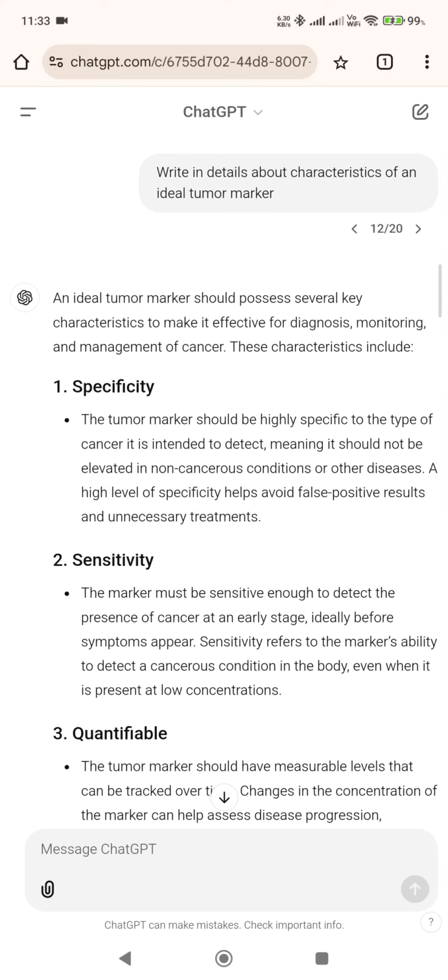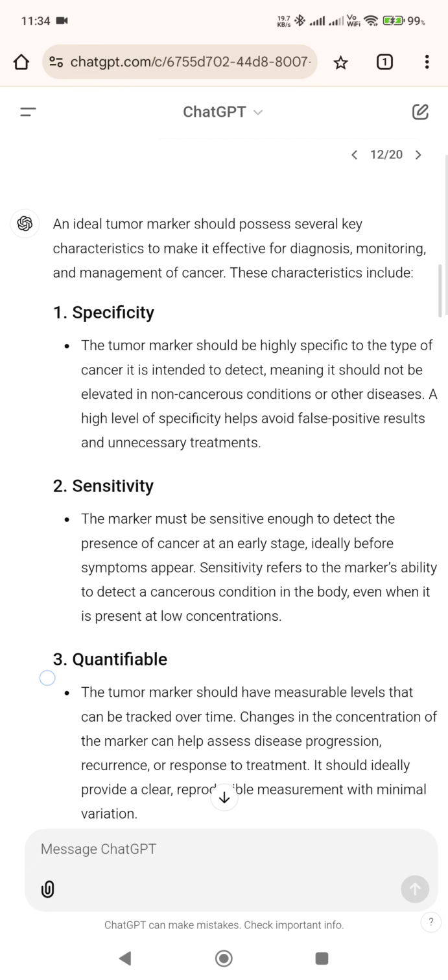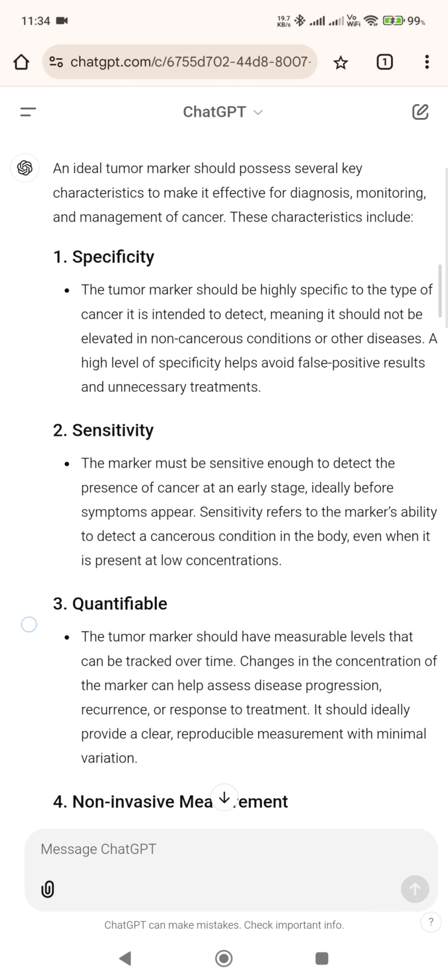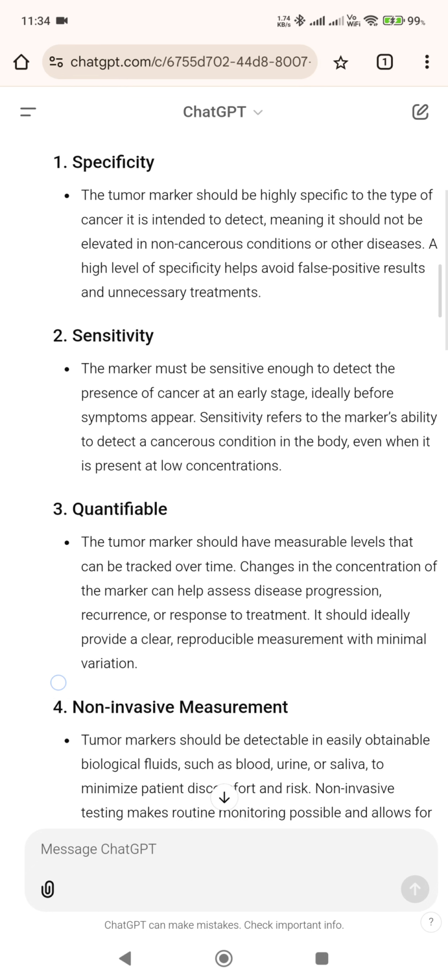An ideal tumor marker should possess several key characteristics to make it effective for diagnosis, monitoring, and management of cancer. These characteristics include: 1. Specificity. The tumor marker should be highly specific to the type of cancer it is intended to detect, meaning it should not be elevated in non-cancerous conditions or other diseases. A high level of specificity helps avoid false positive results and unnecessary treatments.